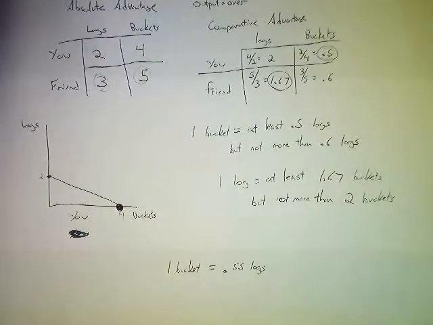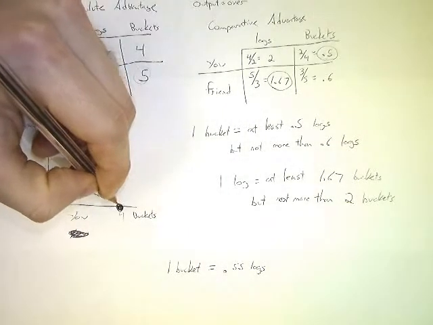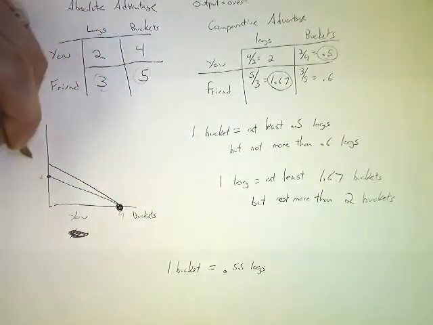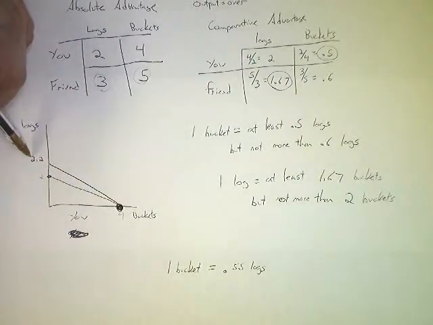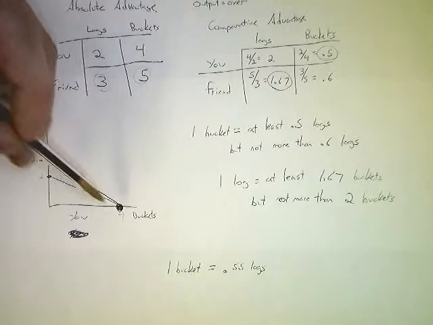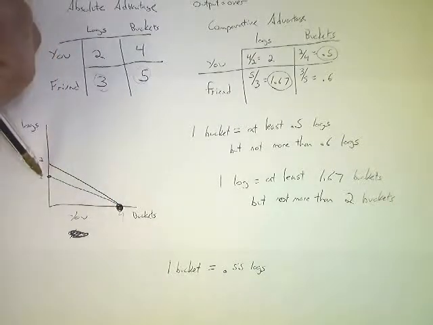But now we could trade. What if we traded all of it away for logs? Well, in that case, you would just multiply the 0.55 times 4, and the answer to that is 2.2. So with trade, you would have a choice between 4 buckets and 2.2 logs. Without trade, you could only have 4 buckets and 2 logs.